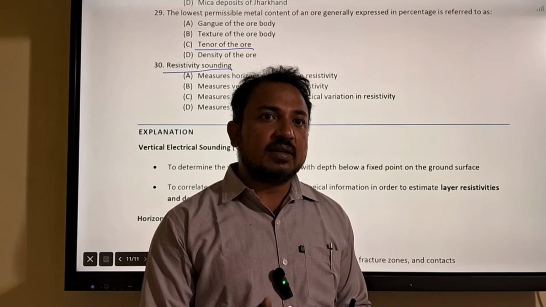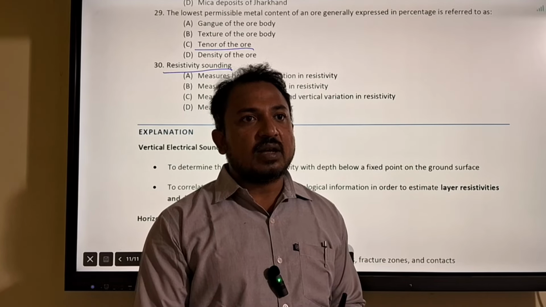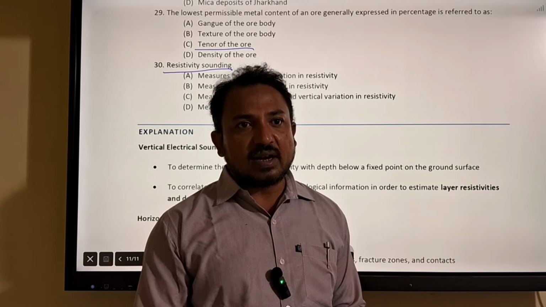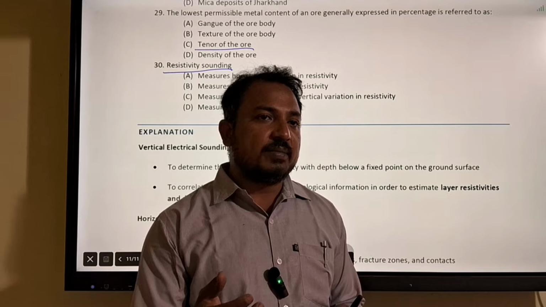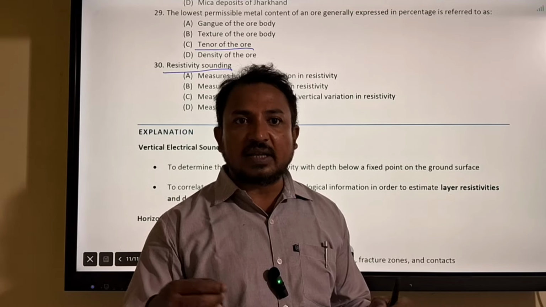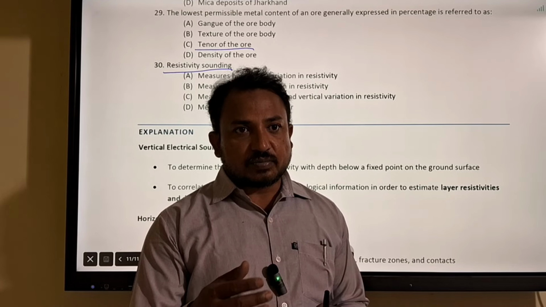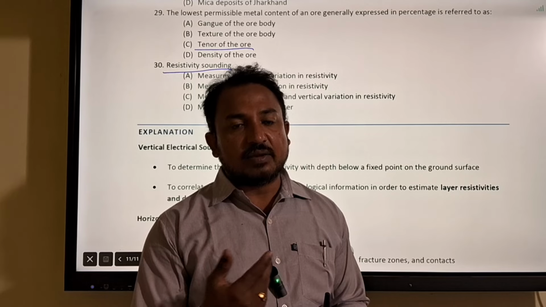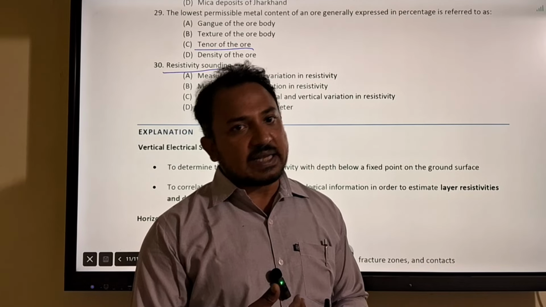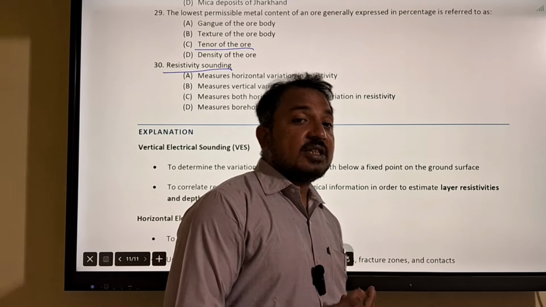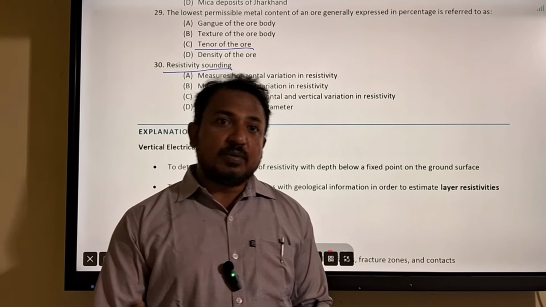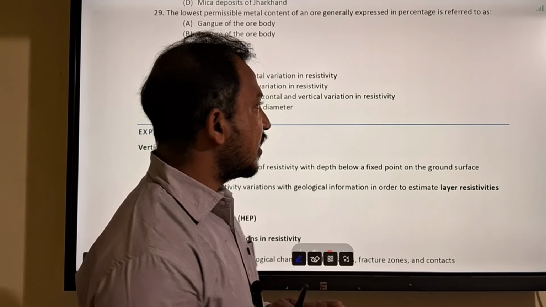Then we supply the current and measure the potential difference. Then by using the formula V by I, we measure the resistivity. So from the resistivity, we will know whether there is metallic deposition or not, because resistivity gives you that condition.